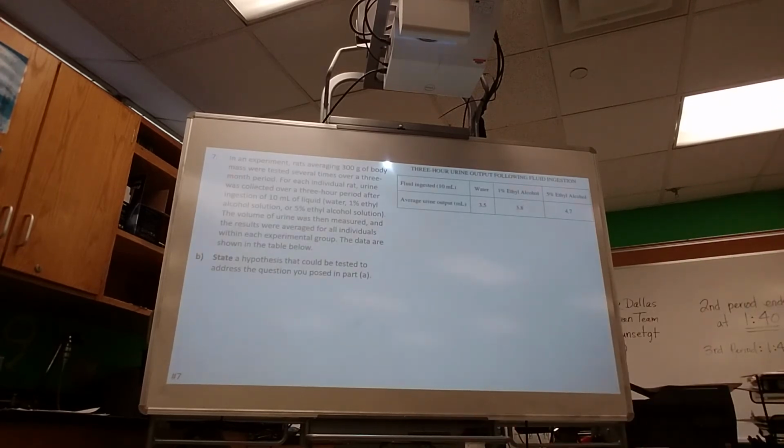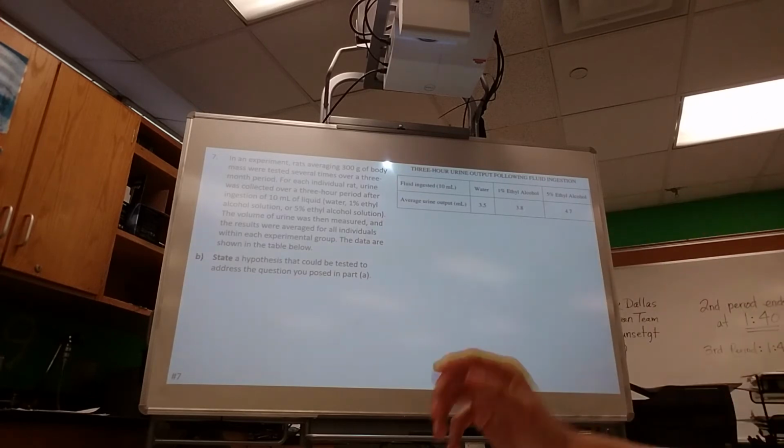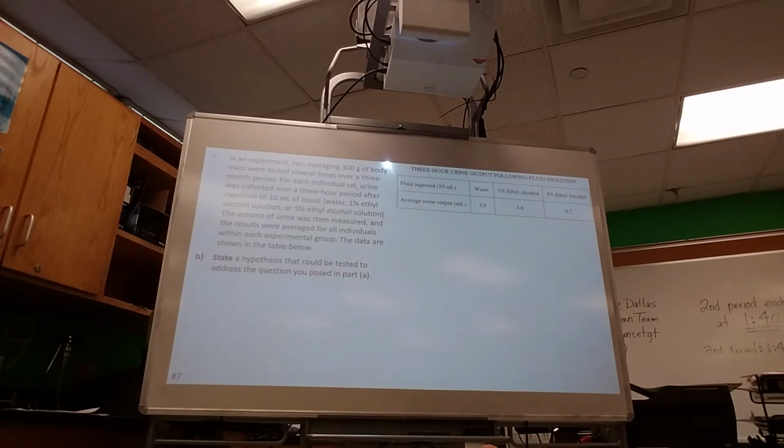B, state a hypothesis that could be tested to address the question you posed in part A. What is a good format for a hypothesis? The if-then? Alright, if-then. If, then you describe how you manipulate the independent variable, and then you describe the change in the dependent variable you expect.